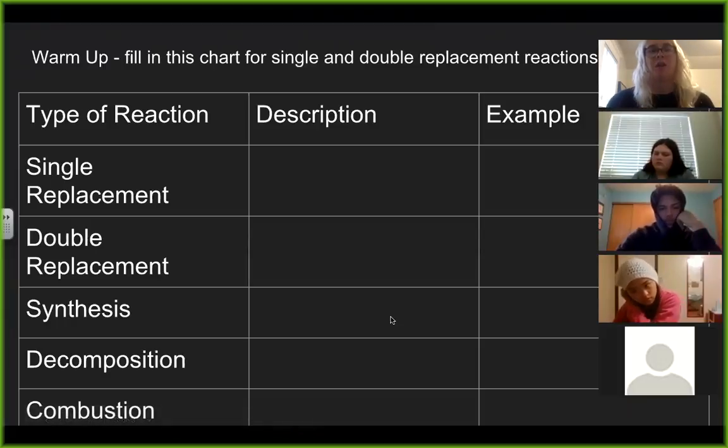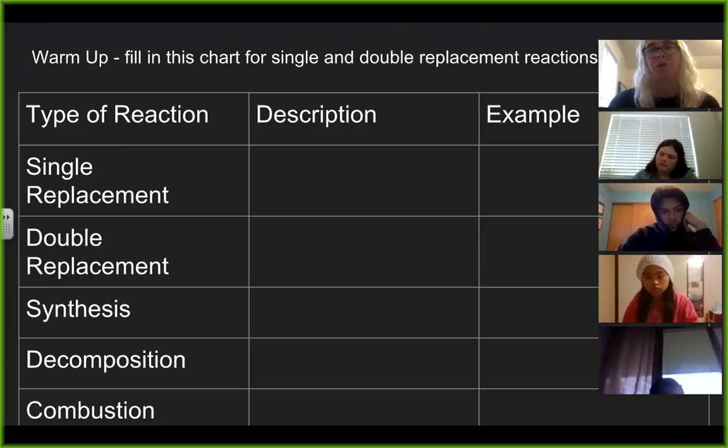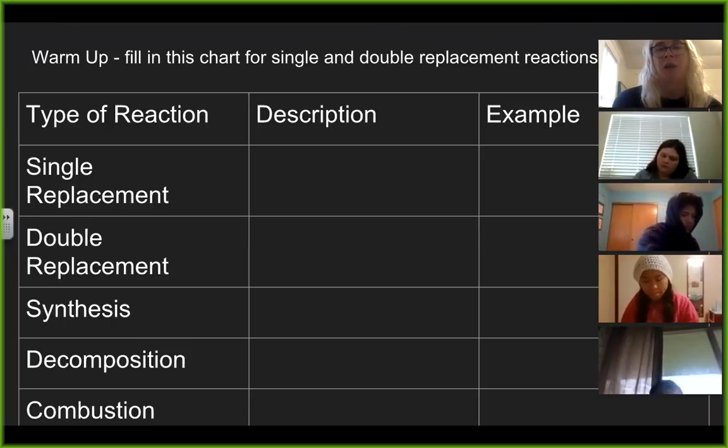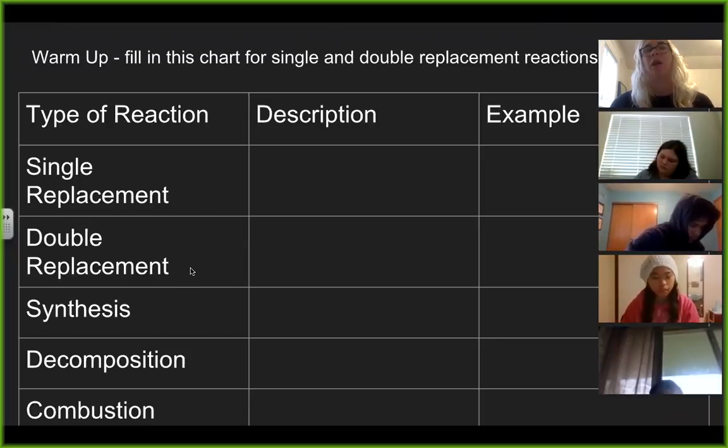I thought a good idea for you guys to keep all this stuff organized is to create a chart in your notes. So I'm going to give you some time to do that right now. If you do your notes online, you could create a table like this. If you do them on paper, I would just create a chart on a whole piece of paper. And for the reactions that we know about so far, such as single and double replacement, see if you can fill in a description and an example. So I'm going to give you guys about 5 minutes to do that.